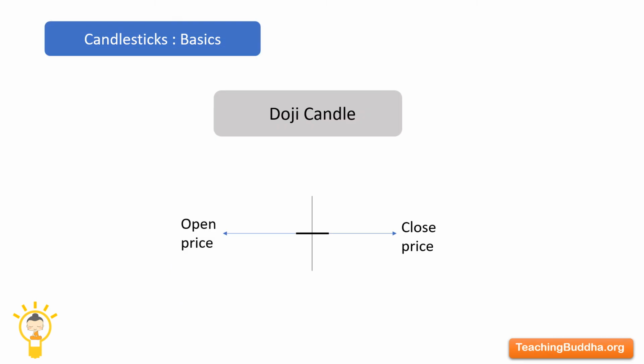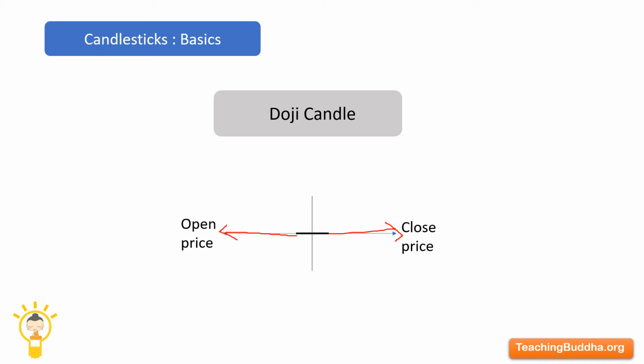This is Doji candle. In Doji candle, you cannot see any body, either red or green color body. As you can see, this is the open price. The price has opened here. And this is the closed price. The price has closed here. Because open price is equal to closed price, there is no formation of body in the formation of candle. But there are upper and lower shadows.